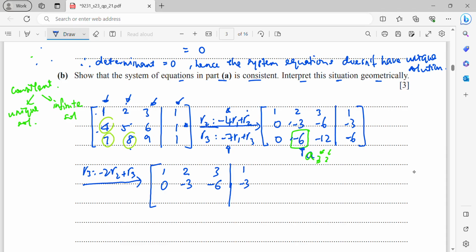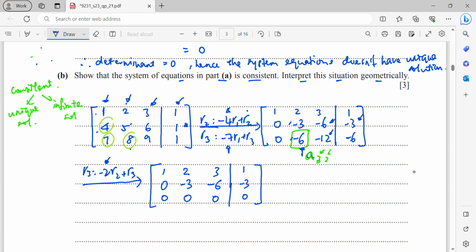Okay, so I will get 0. Then the next one is 0. Then the last one, minus 6 times minus 2, it will be positive 12. So positive 12 plus minus 12 over here, it will be 0. Okay, and same goes to the last one. So minus 3 times minus 2, it will be positive 6. Then you plus with minus 6, it will be 0.